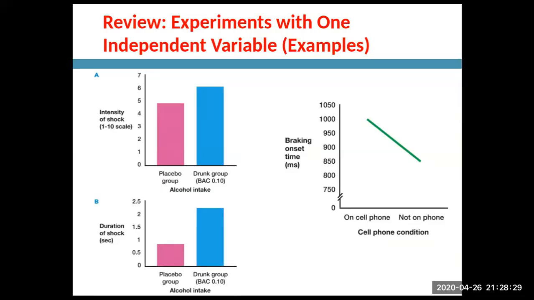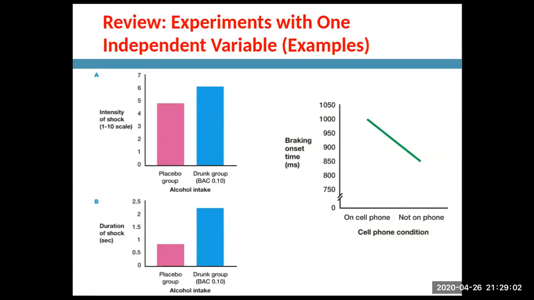Why don't we use a line graph for a simple experiment with 1 IV? Well, here you can see, we looked at this example kind of in chapter 3, breaking onset time in milliseconds and whether a person is on the cell phone or not on the cell phone. And here we can see that on their cell phone, it took significantly longer. It took about 1,000 milliseconds to break. When they were not on their cell phone and not distracted, it only took about 850 milliseconds.